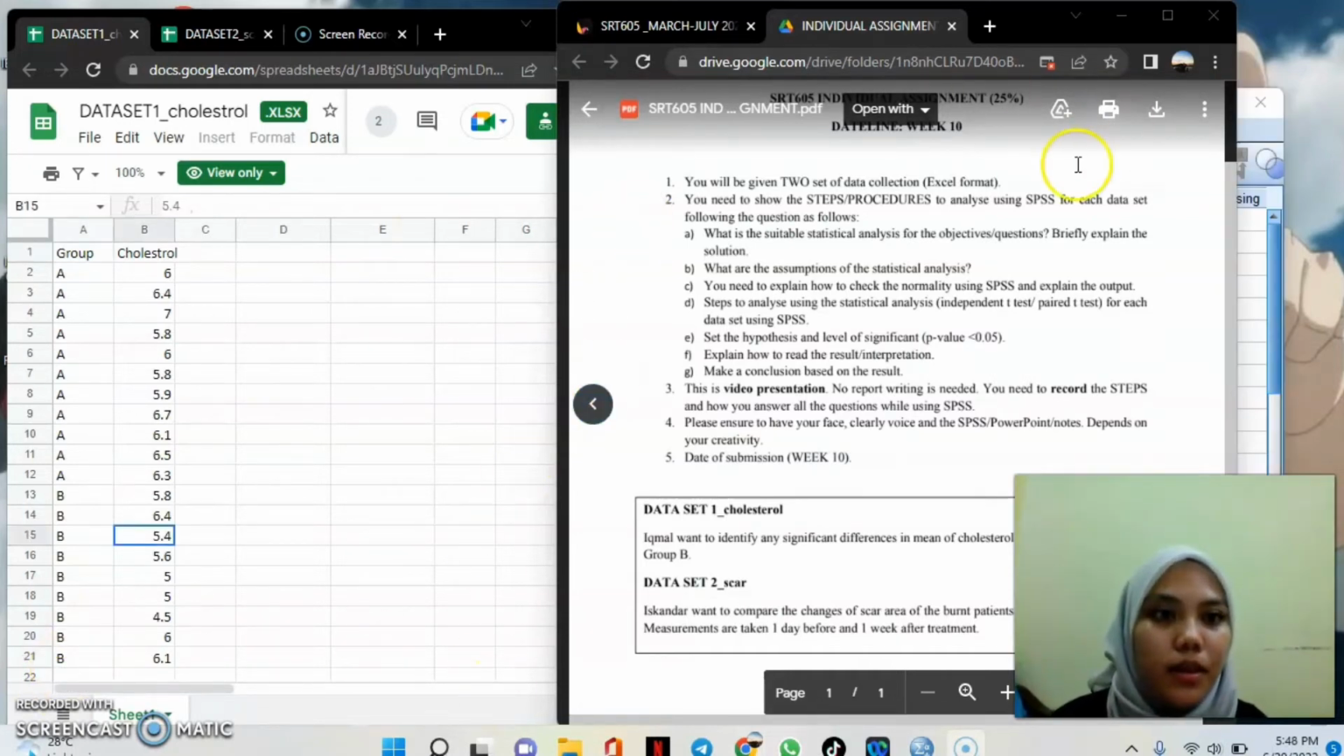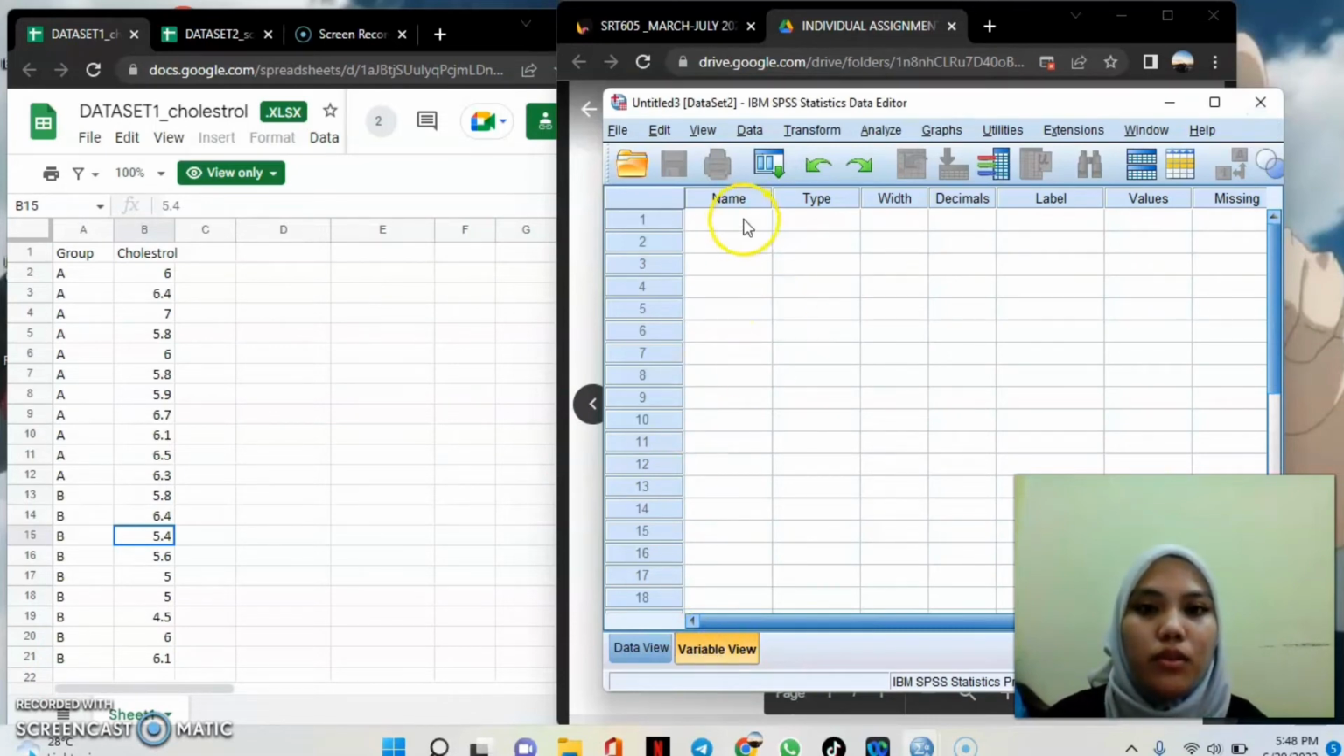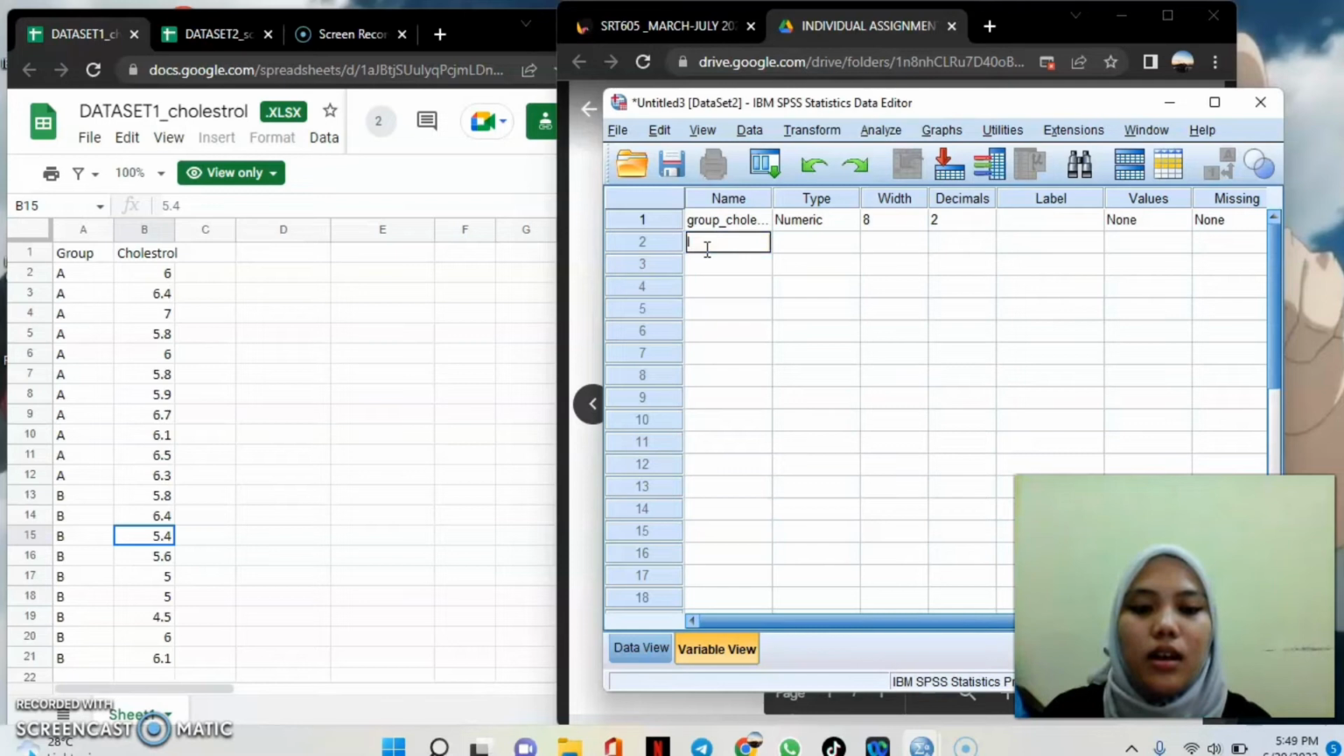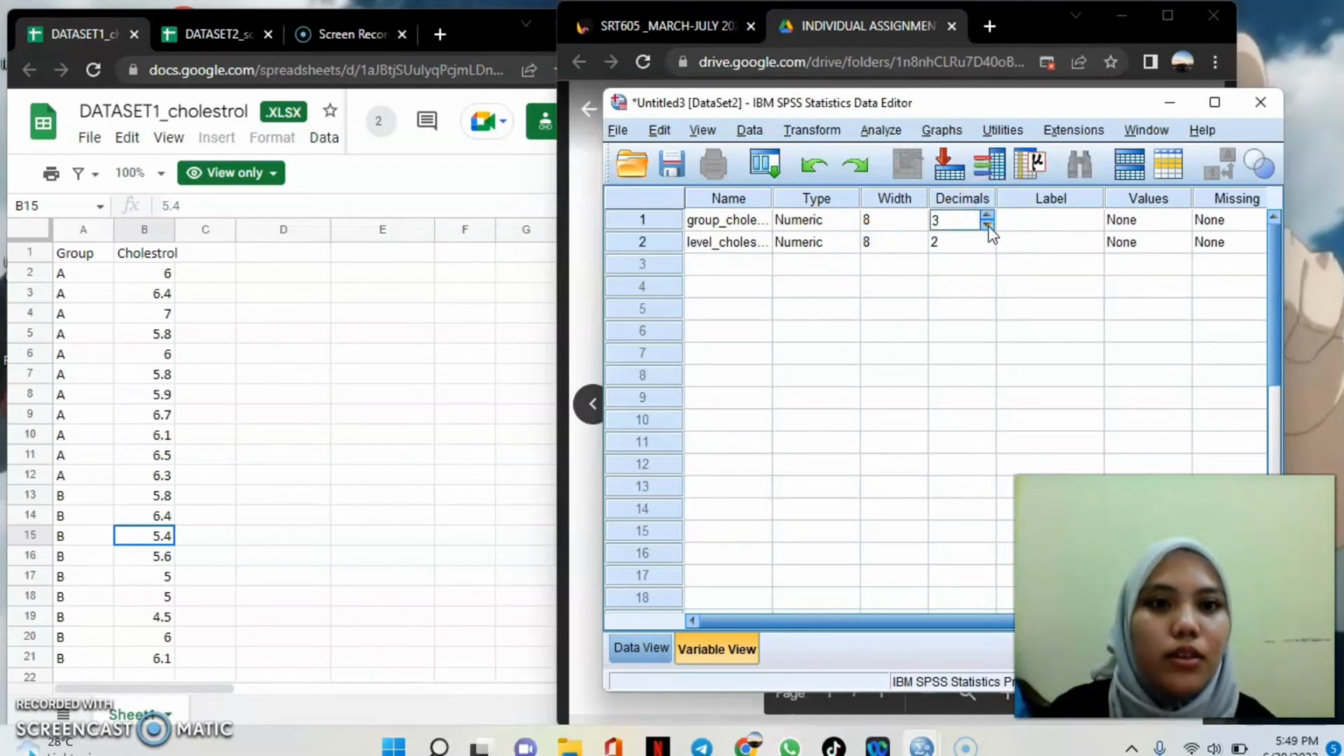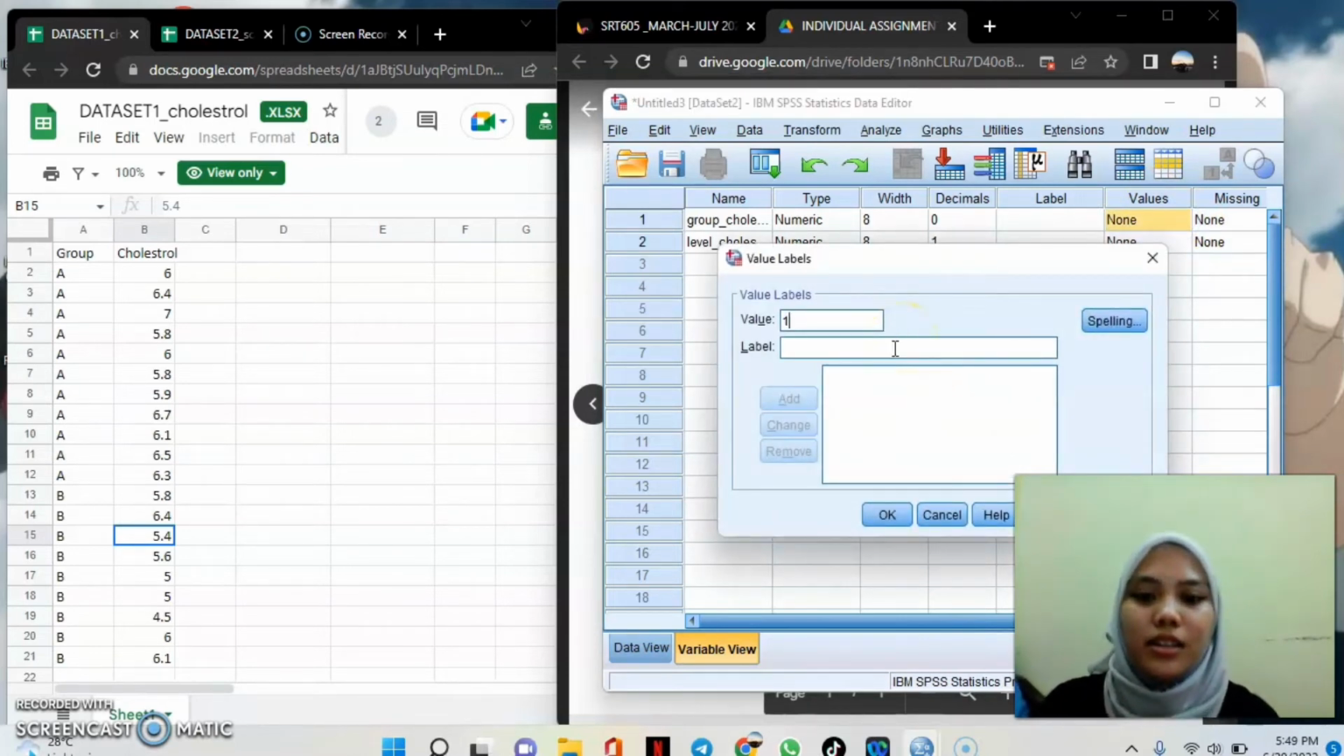So now we open SPSS and go to the variable view. For name, we're going to put group_cholesterol, and the second one is level_cholesterol. For the decimal we're going to put 0, and for the level we're going to put 1. Then we slide to value. We put value 1, label group A, and add. For value 2, we put group B and add.